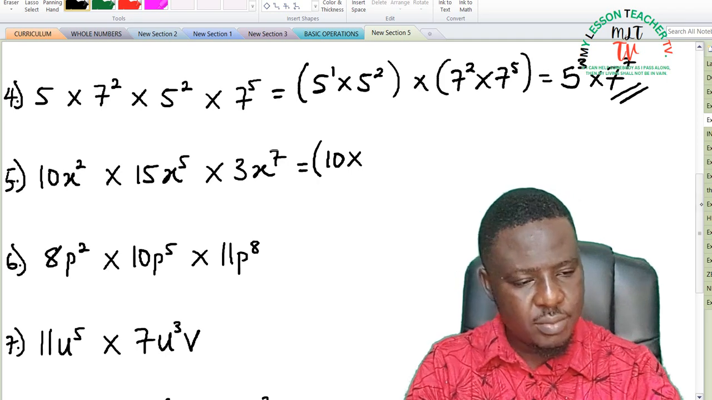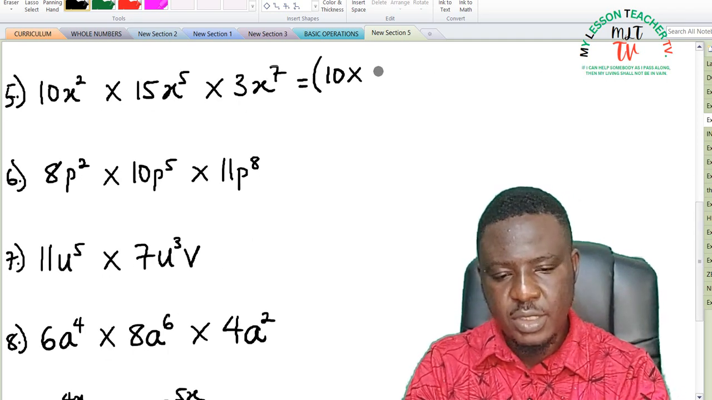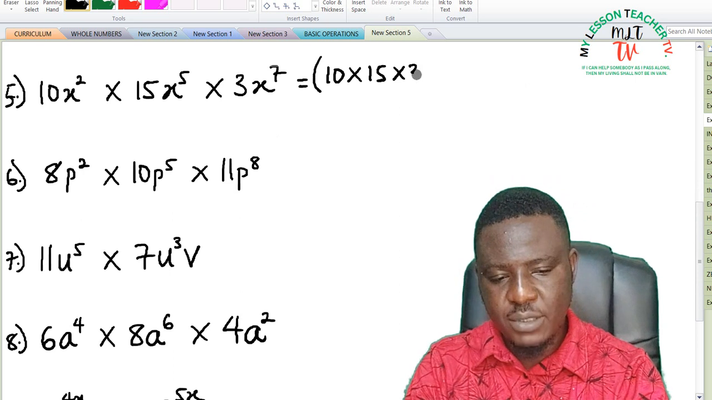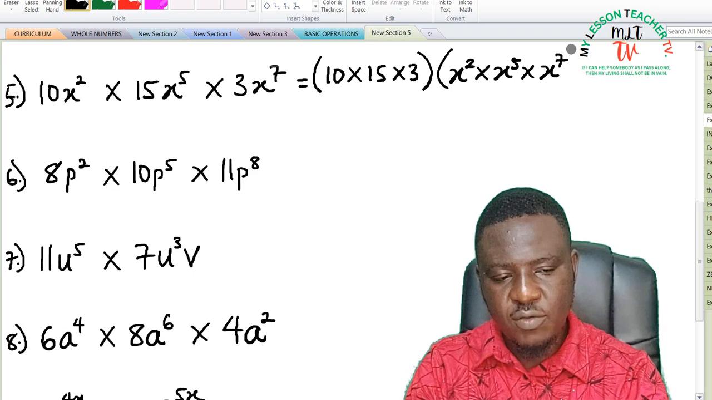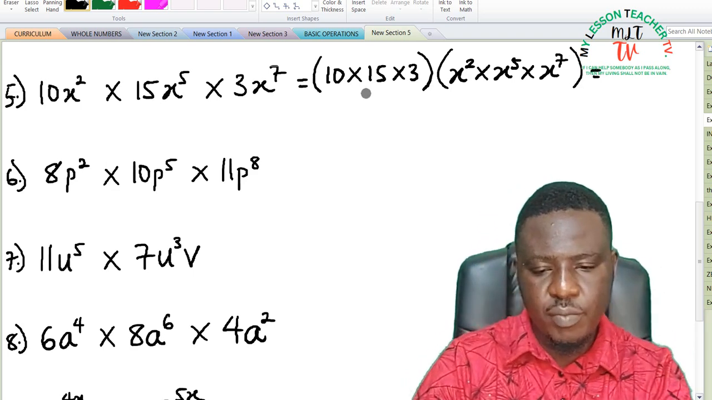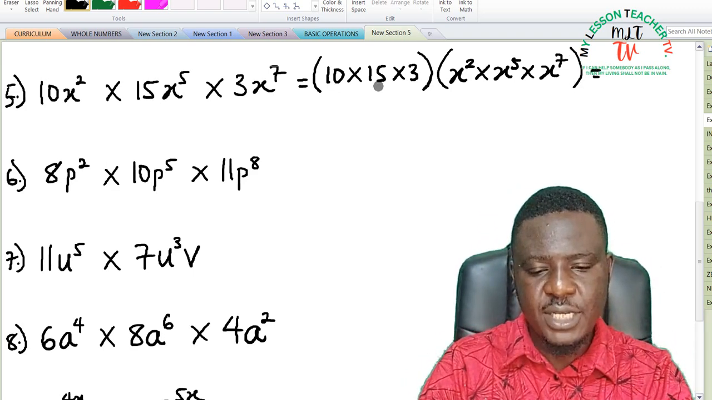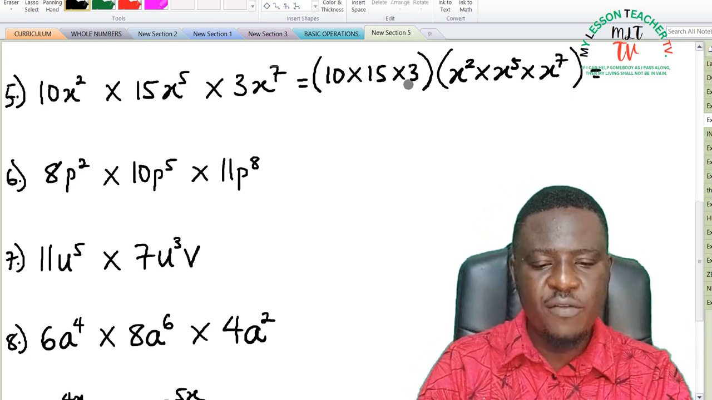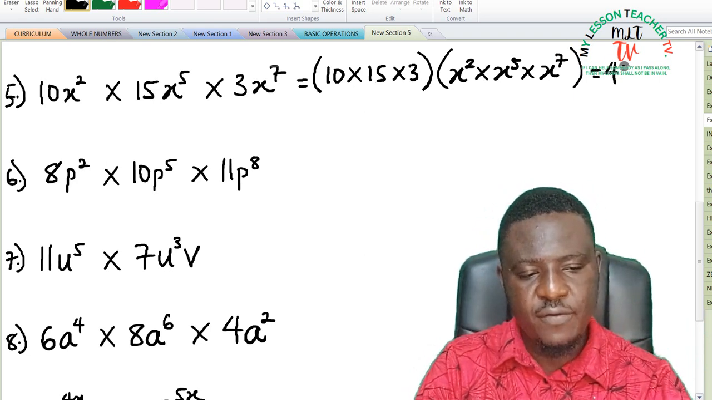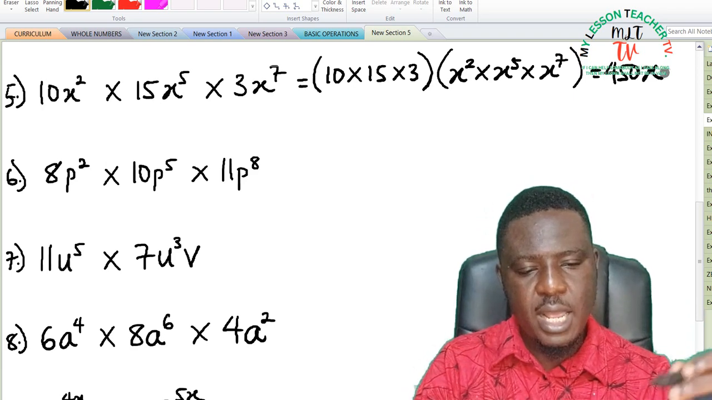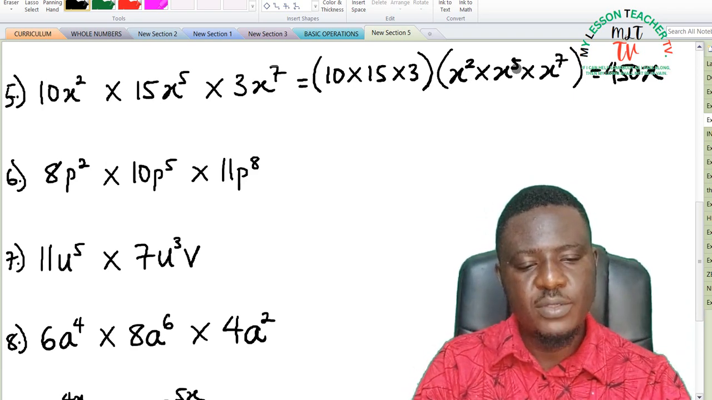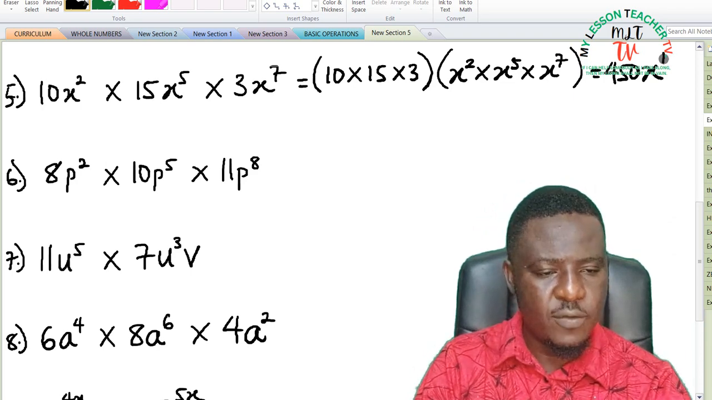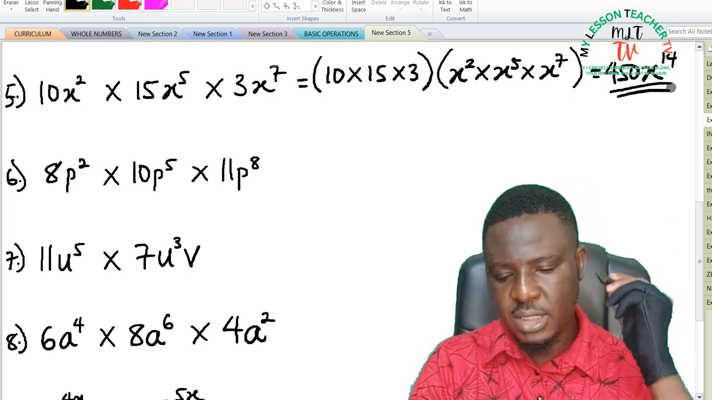And for question number 5, this is said to be, multiplying out the coefficient, you have 10 times 15 times 3 to be multiplied by x to power 2 times x to power 5 times x to power 7. This is equal to 10 times 15 gives us 150, and 150 times 3 is 450. x raised to the power of 2 plus 5 plus 7 is 14. So this is our answer.